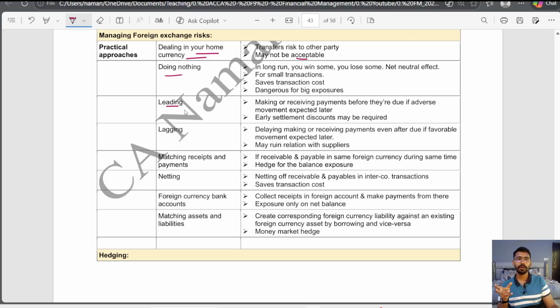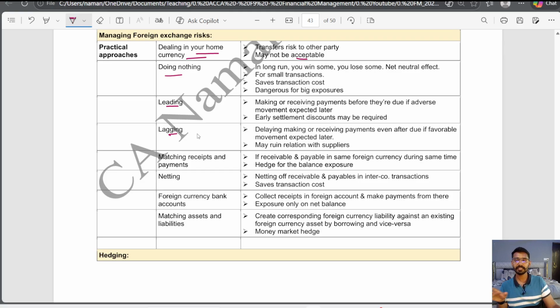On the other hand, if you are an importer and you are expecting that the foreign currency is going to depreciate in future, therefore if you make the payment a little later, you will be at an advantage. So you delay the payment even after the due date, until the foreign currency depreciates. But the problem with this is it ruins your relations and your reputation in the eyes of your supplier. So you have to be careful while deploying this.